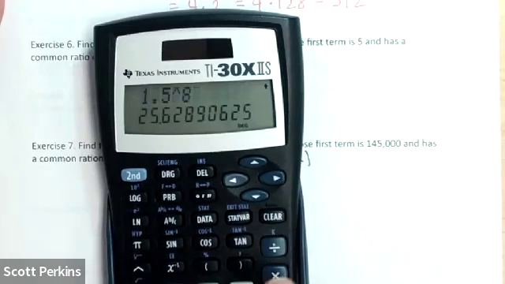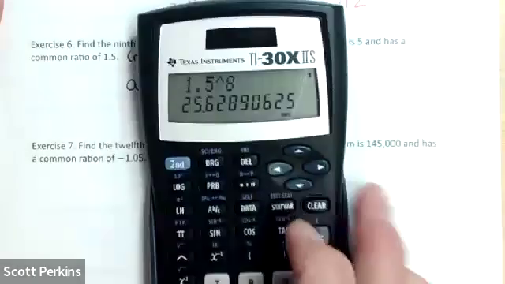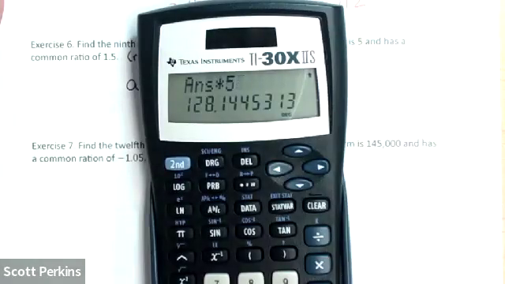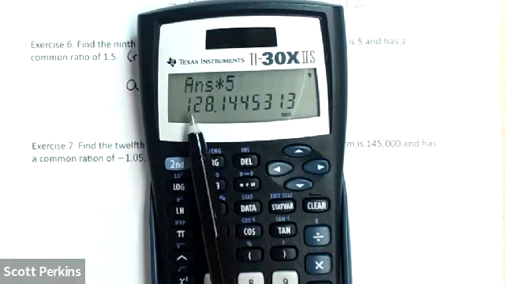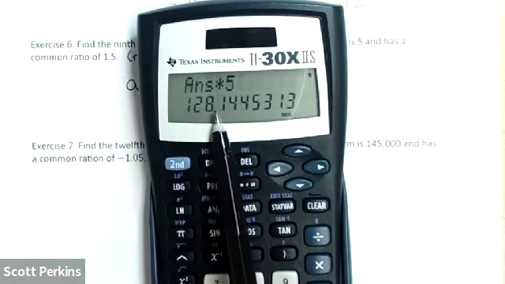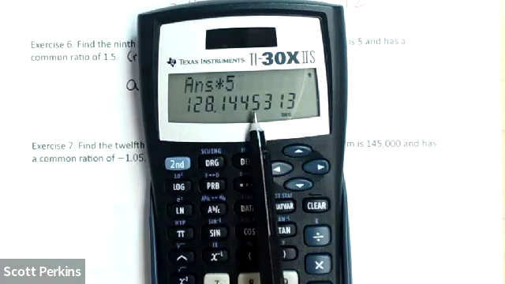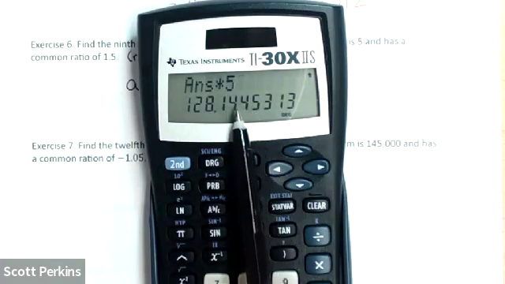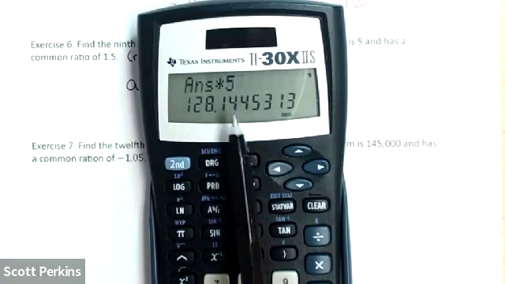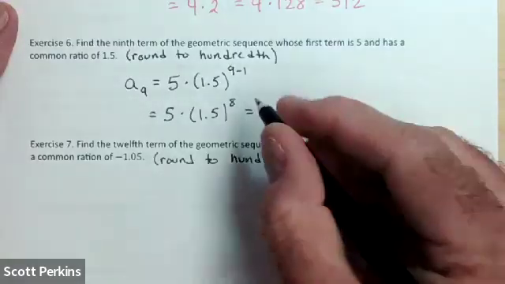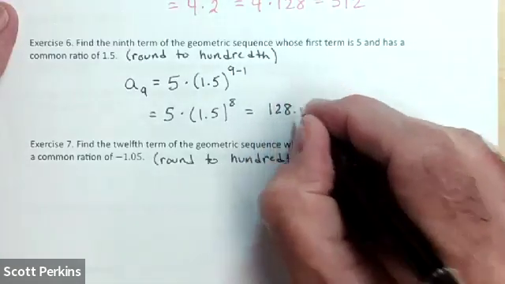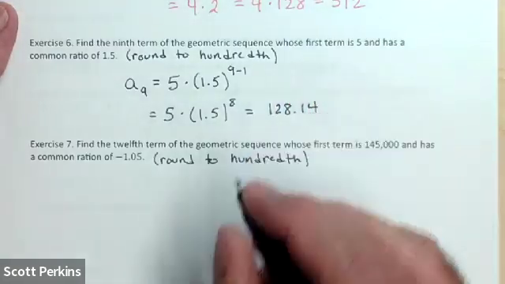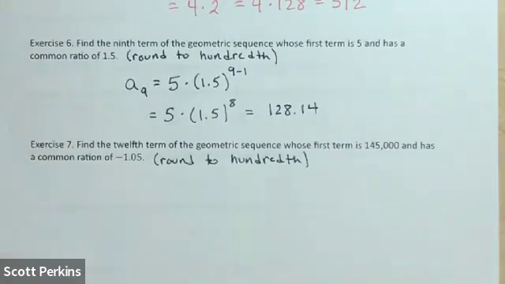So I'm just going to take that, and then I'm going to multiply that by 5. And then I'm going to round to the 100th, which is the second decimal place. So I've got 128.144. The 100th is that first 4. And so when I round, that's going to be 128.14. I don't round up in that case. Everybody with me?